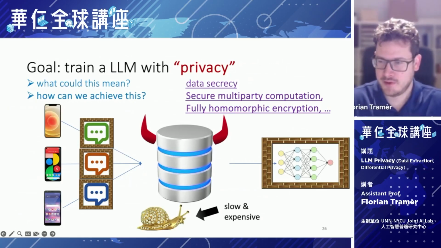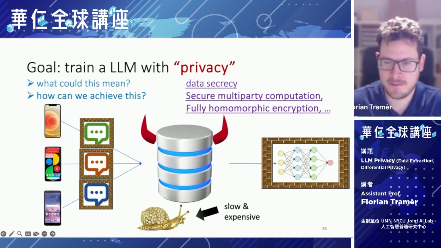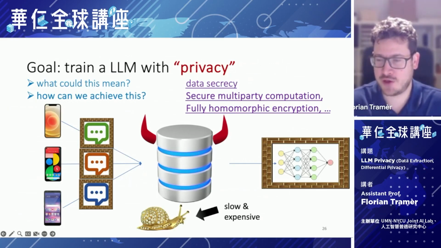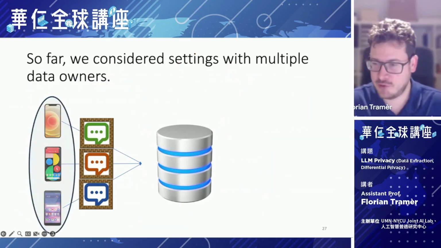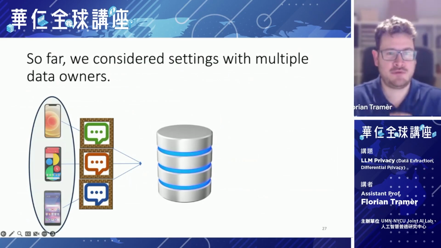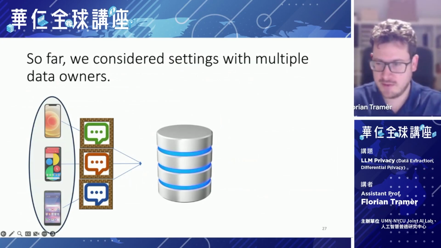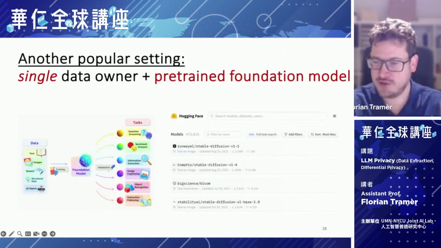Okay, so this is the setting of what we can do when we have a central entity that we want to trust for training a model. Here I'm going to talk about a slightly different setting that we worked on recently, which connects a bit to these attacks we just saw on federated learning. So far we've considered a setting where we have multiple data owners that want to train a model jointly. Now we're going to switch gears and look at a slightly different setting where we have a single data owner that's just trying to fine-tune a model.